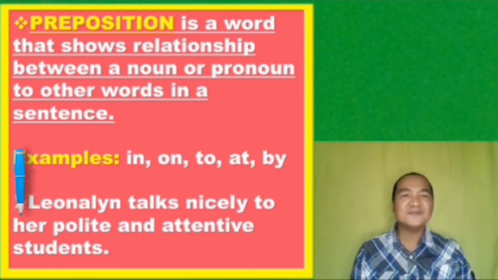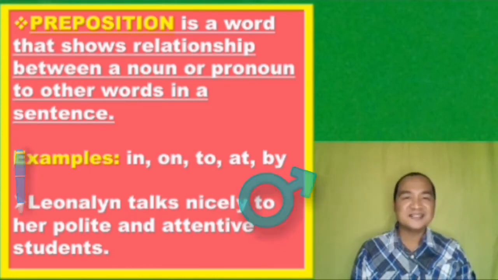We have one preposition in this sentence. Can you see it? Yes, our preposition in this sentence is to. The preposition to shows relationship between a noun or a pronoun to other words in this sentence.